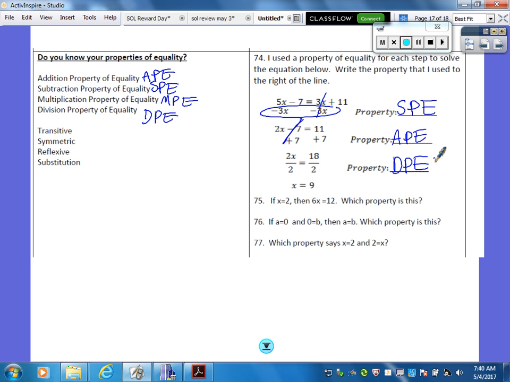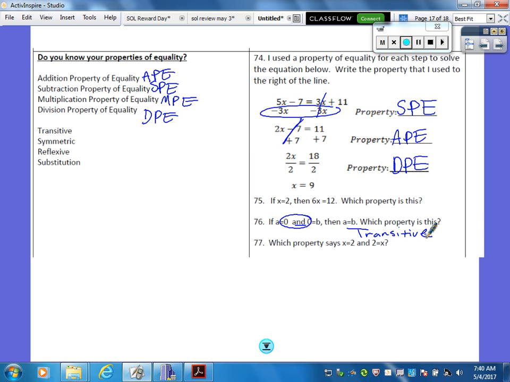So here's some properties you might not know about. Transitive is one like number 76, where you have a equals 0 and 0 equals b, so you connect those middle pieces there. If they're both equal to 0, then they must be equal to each other, so you skip the middleman, so that is transitive.